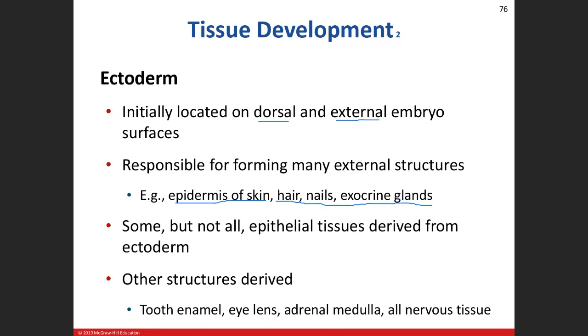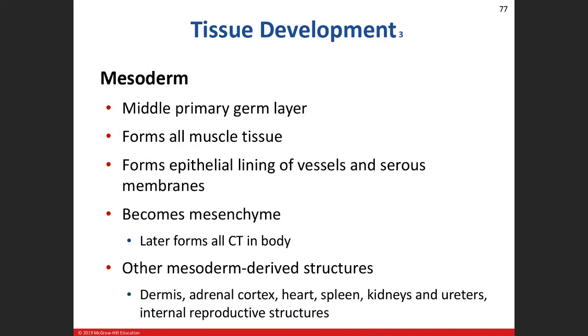The next tissue layer is the mesoderm. Obviously meso, middle. It's easy to remember this. That's how I remember it: M, mesoderm, M, muscle. This is where all of our muscle tissue comes from. Also the lining of our blood vessels and lymphatic vessels, that endothelium, derives from the mesoderm, and so do our serous membranes, those membranes that line the internal body cavities and the viscera internally.